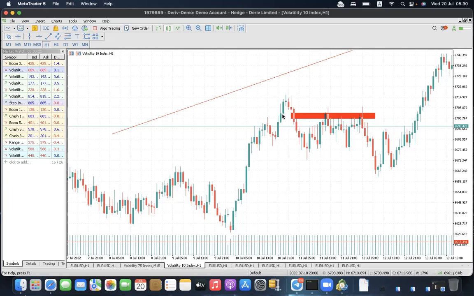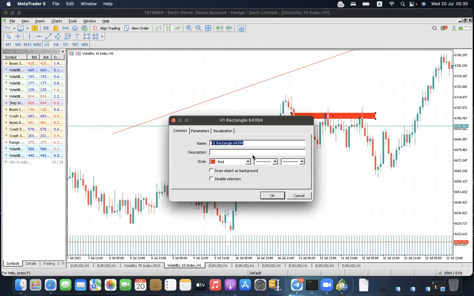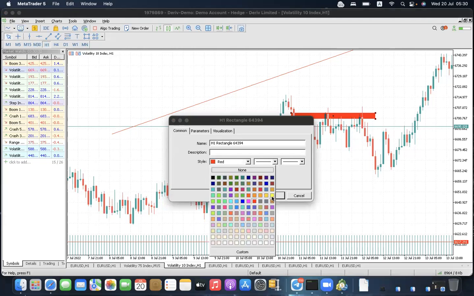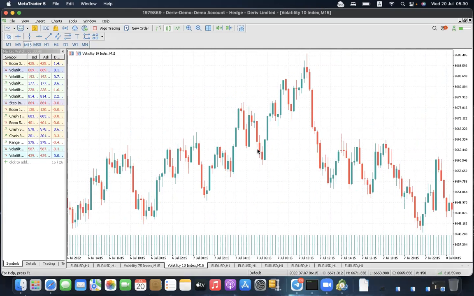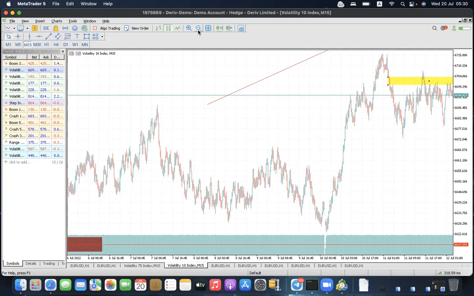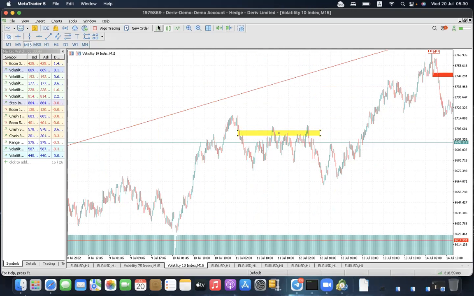Fill it and then fall. Okay, let's change color for this one so that we can actually relate to the point. Since we have many red zones, we can actually put this one on yellow, right? So let's scale down to M15. Where is that point we just marked? It's there. Okay.